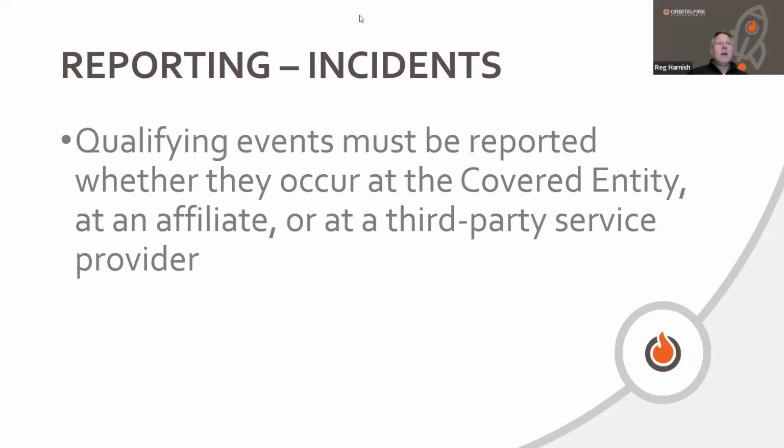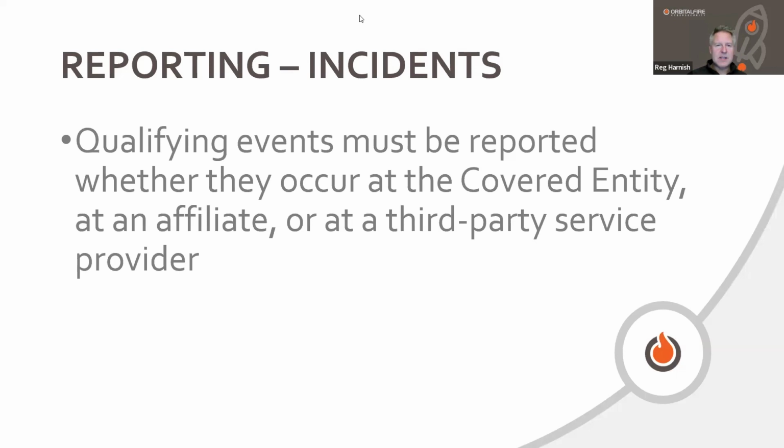Additionally, and possibly one of the biggest impacts here, and I'm going to talk about a flow chart that a customer of ours built because they were confused and they wanted clarity on this, is that your events and incidents, it doesn't matter where they happen. This concept of material impact means the event or incident could have occurred at an affiliate, like a subsidiary of yours, or at a third-party service provider.